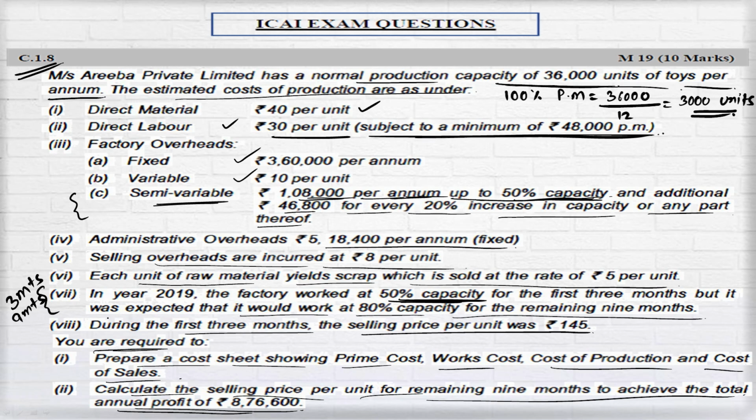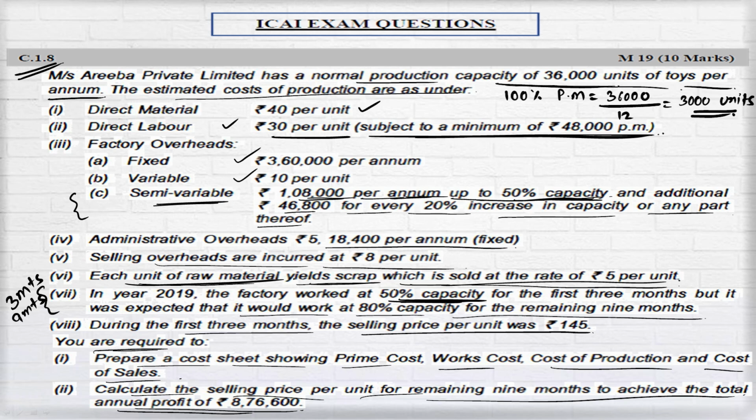This is good. Try to concentrate. Each unit of raw material yields a scrap which is sold at a rate of rupees 5 per unit. What does this mean? If you manufacture 1 unit, there will be 1 unit of scrap. Is it possible? Yes. Your raw material might be such that only part of the raw material is used in your production. Part is scrap. If the part is scrap, it can be sold, yes.